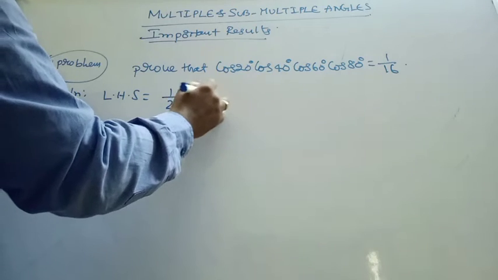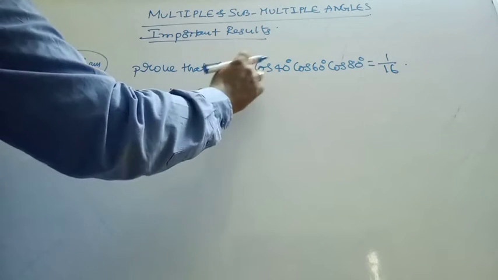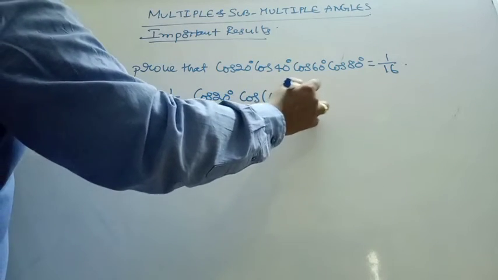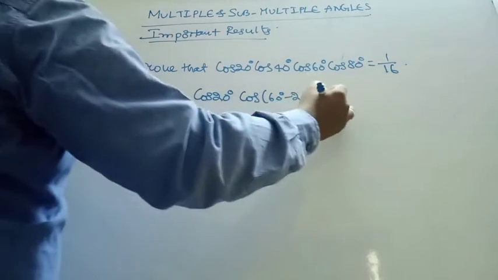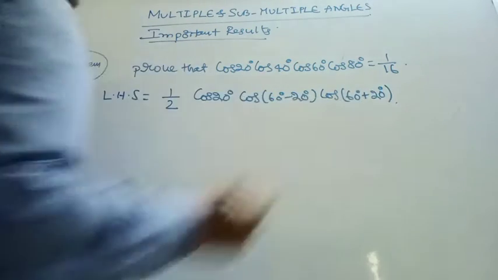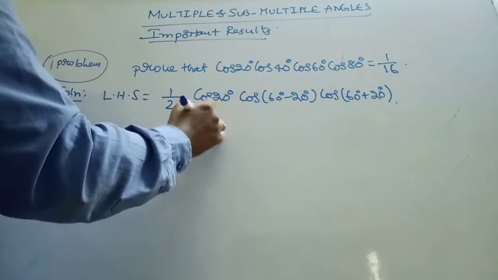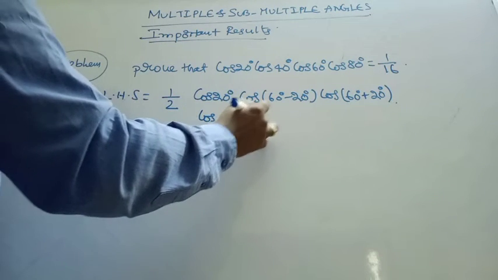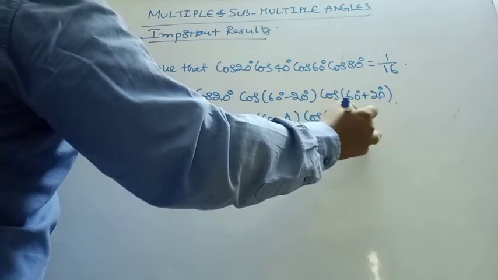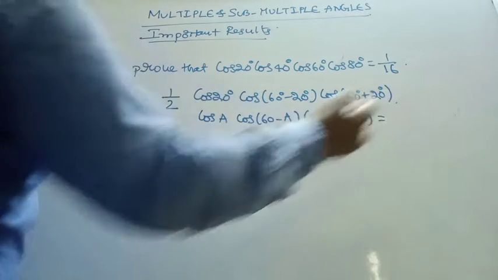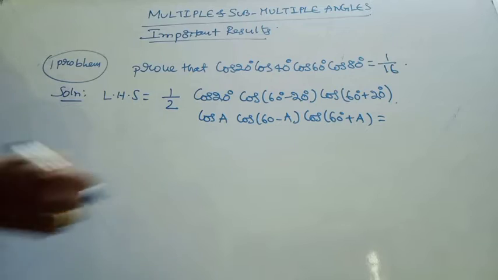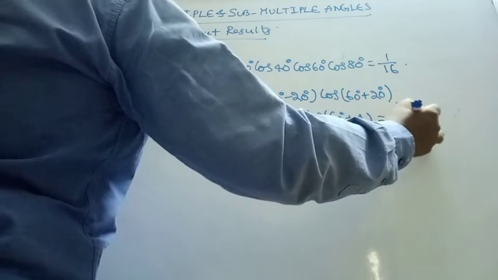1 by 2 into cos 20, I will write cos 40 as cos(60 − 20), right? And cos 80, I will write as cos(60 degrees + 20 degrees), like this, right? Now we can use this formula, my dear students, cos A into cos(60 − A) into cos(60 + A). Now only we proved this. This is equal to cos 3A by 4, like this.